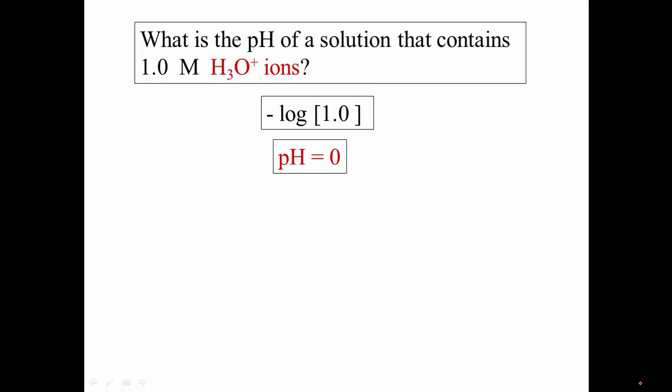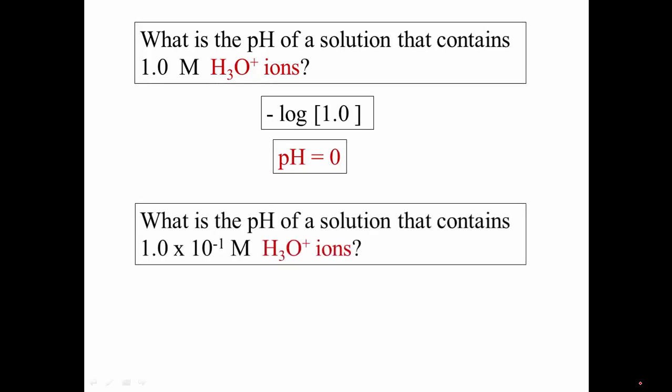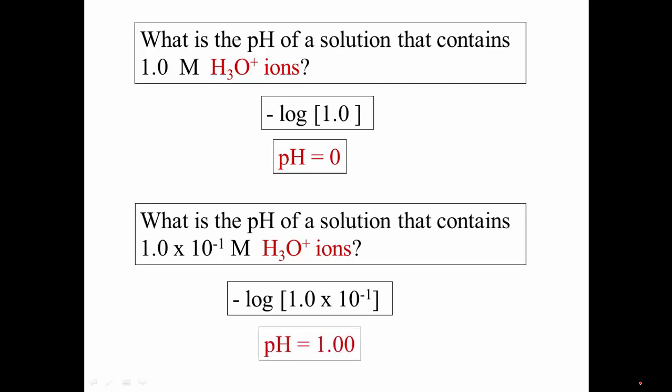Let's look for some patterns here. What is the pH of a solution that contains 1 times 10 to the negative 1 moles per liter of hydronium ions? So this time you're going to take negative log of 1 times 10 to the negative 1. Hit your negative log, and then just type in the number, no brackets, 1 times 10 to the negative 1, which is, of course, 0.1 if you want to do it that way. Negative log of 1 times 10 to the negative 1, or negative log of 0.1, should give you a 1.